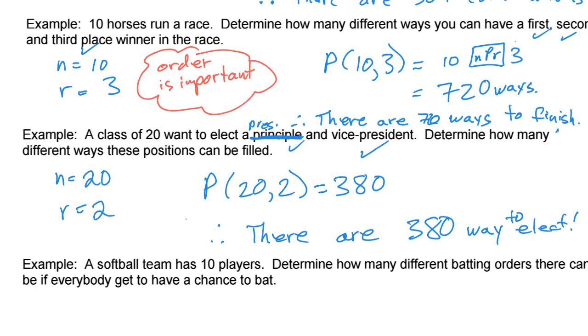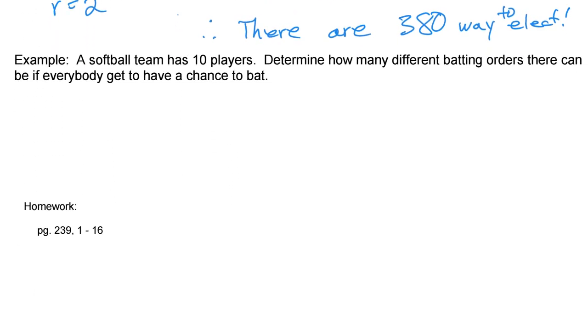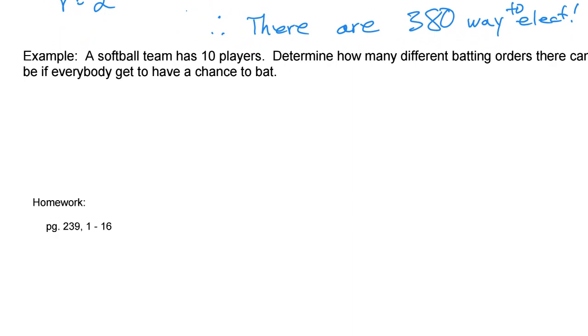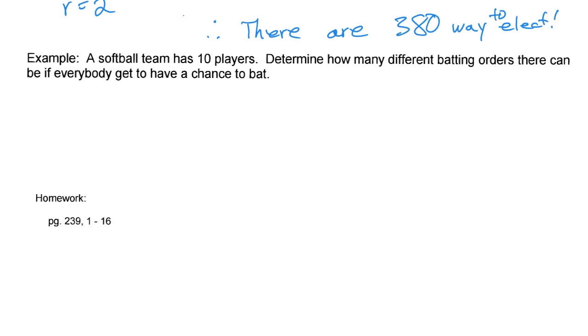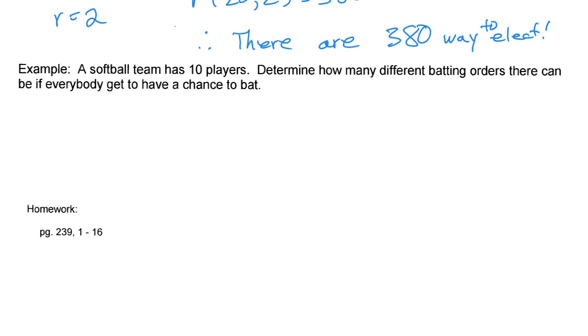And we're good. So now I want you to pause the video and try this last problem. We have a softball team of 10 players, and I need you to determine how many different batting orders there can be if everybody has a chance to bat. All right, let's see what you get. Now remember, I want you to do one more thing. Show the factorials like we did.